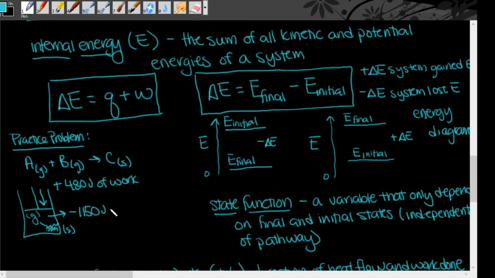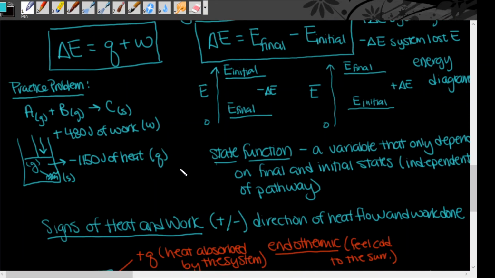1,150 joules of heat. Okay, so remember, your heat is Q and your work is W. What would the internal energy change of this system be? If we've got work being done and heat being lost, here it's gaining a form of energy and here it's losing a form of energy. Well, what is that total energy change going to be?